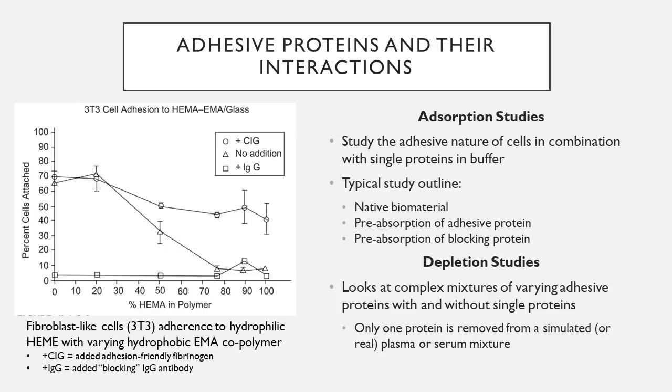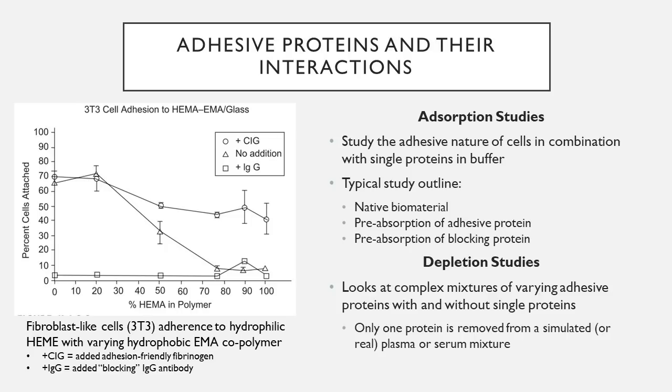As we can see from the results of the graph, without the addition of any adhesive proteins, the cells might adhere to just the material itself in the more hydrophobic-rich EMA polymers, but as HEMA gets introduced, adhesion starts dropping off. However, when introducing the fibrinogen, cells like to adhere to that even in the more hydrophilic conditions of the biomaterial. Whenever we add the blocking buffer, then there's almost no adhesion whatsoever.